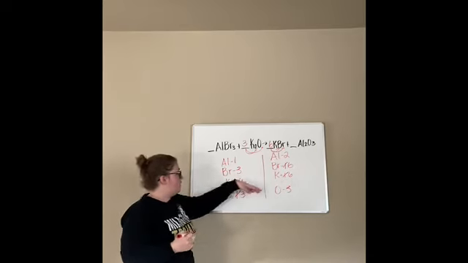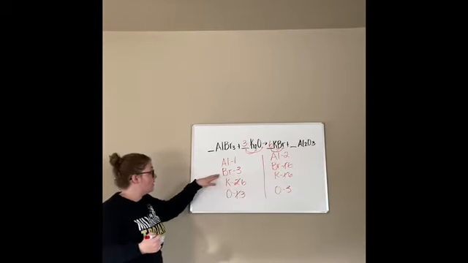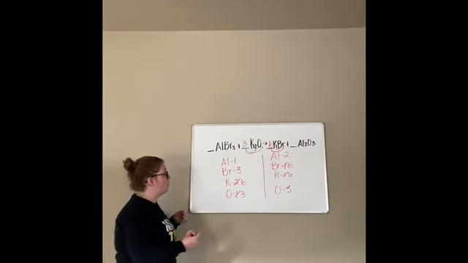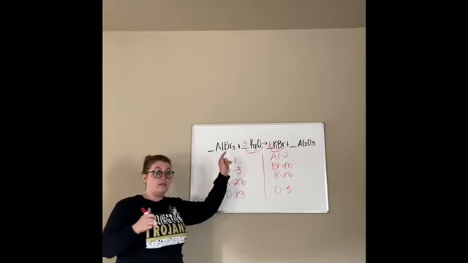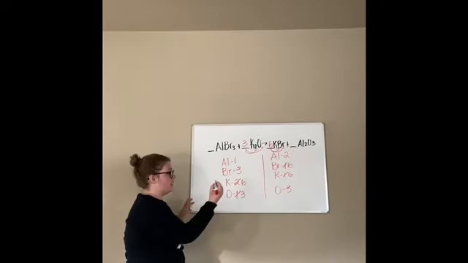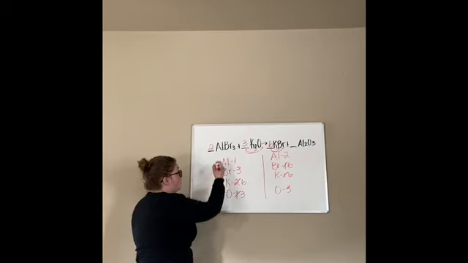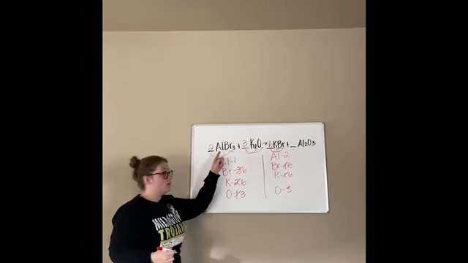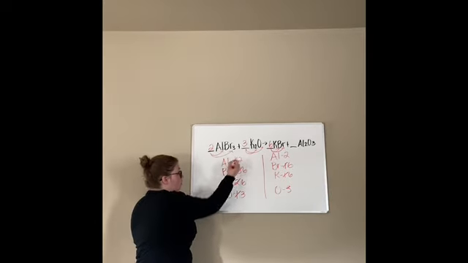So now I have 3 O's over here, I have 3 O's over here, I have 6 Ks over here, I have 6 Ks over here. Now I have 3 Brs over here, and I have 6 Brs over here. So I now need to make this side be 6 Brs. So what I need to do is place a coefficient here that's going to make Br 6. So I need to think about what times 3 is 6. We know 2 times 3 is 6, so we're going to put a 2 right there. And then remember, this 2 also belongs to Al. So 2 times 1 is 2.